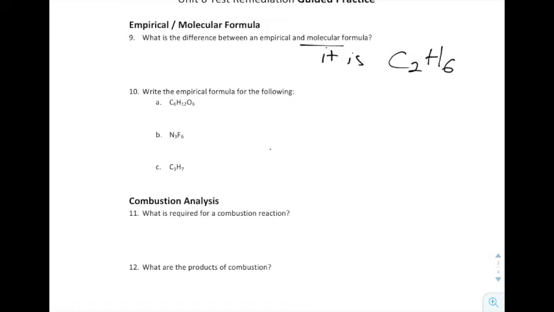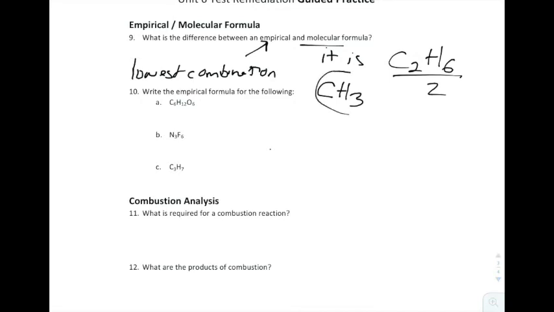The empirical formula is the lowest combination. It's like the lowest common denominator in fractions. So since I can divide all of these by 2, the empirical formula for this substance would be CH3, even though that's not what it is. So the empirical formula for ethane is CH3. The molecular formula for it is C2H6.